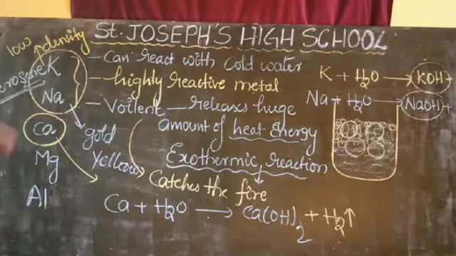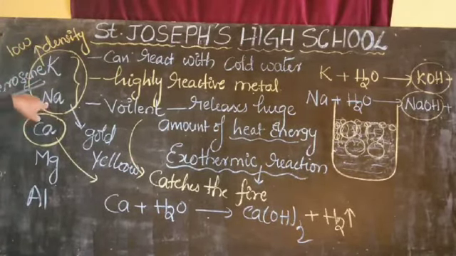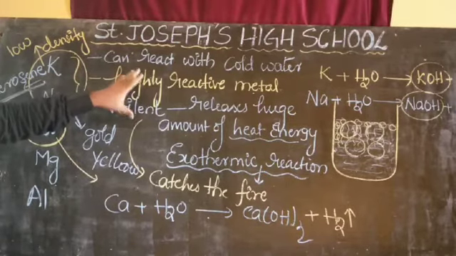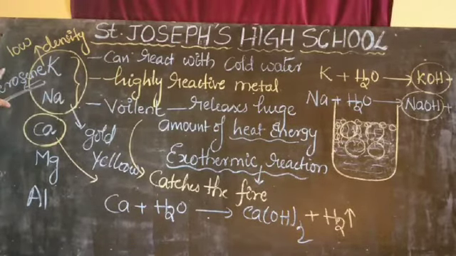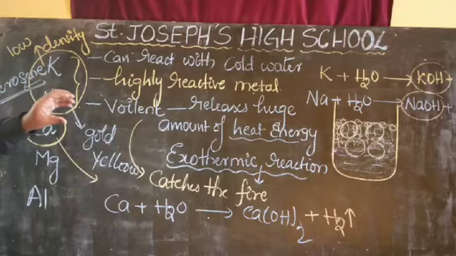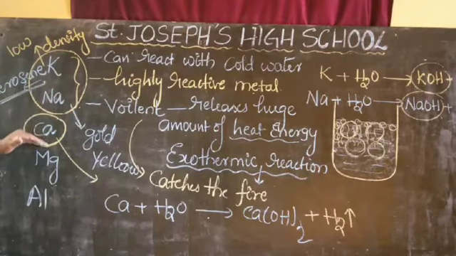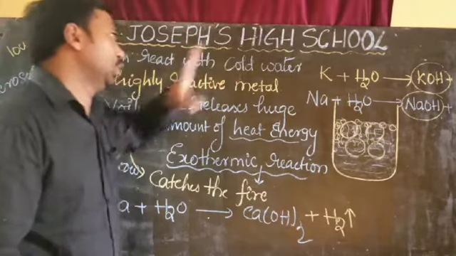Is it clear, children? Potassium and sodium are highly reactive. They will burn very vigorously. That's why they are stored in kerosene. Calcium is also highly reactive, but it will not release that much heat energy. That's why we can store it openly, no problem. But it will also react with cool water.